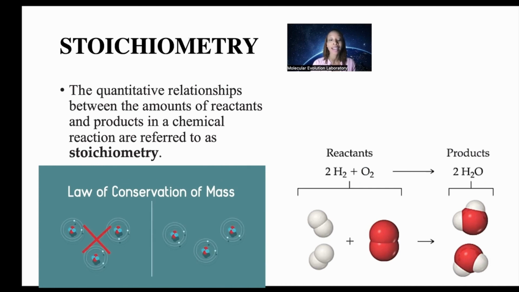So as we mentioned before, stoichiometry refers to the relative relationship between the amounts of reactant and product in a chemical reaction. So it's basically giving a quantitative value of the product and reactants. So here we can see 2 hydrogen atoms react with 2 oxygen molecules to give you 2 water molecules.